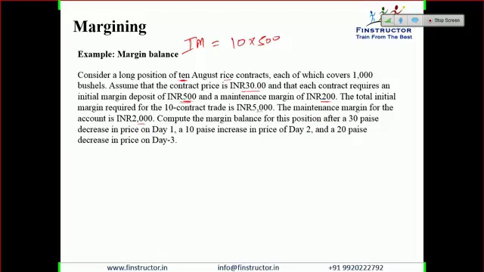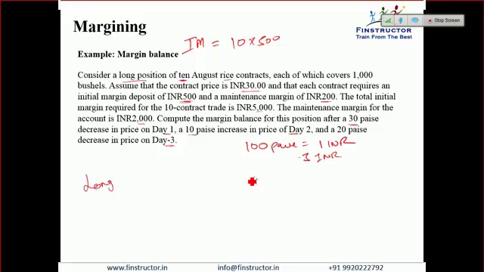Compute the margin balance for this position after a 30 paise decrease in price on day 1, a 10 paise increase in price on day 2, and a 20 paise decrease on day 3. Just for the knowledge, 100 paise is equal to 1 INR. So 30 paise would mean 0.3 INR. So please note it's a long position. So you are long.